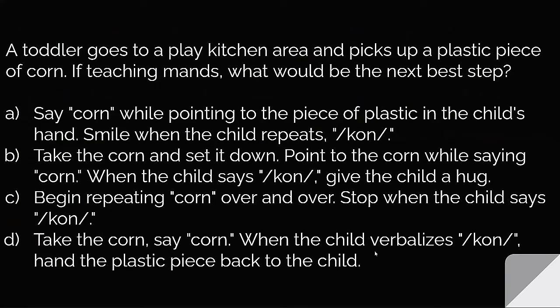A toddler goes to a play kitchen area and picks up a plastic piece of corn. If teaching mands, what would be the next best step? A, would you say corn while pointing to the piece of plastic in the child's hand? Smile when the child repeats corn? B, take the corn and set it down. Point to the corn while saying corn. When the child says corn, give the child a hug. C, begin repeating corn over and over. Stop when the child says corn. D, take the corn, say corn. When the child verbalizes corn, hand the plastic piece back to the child.